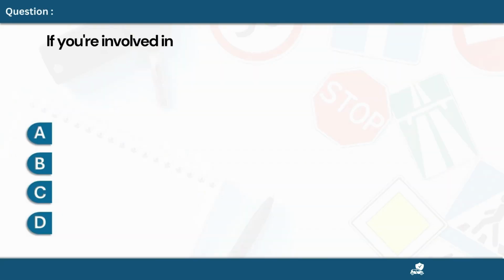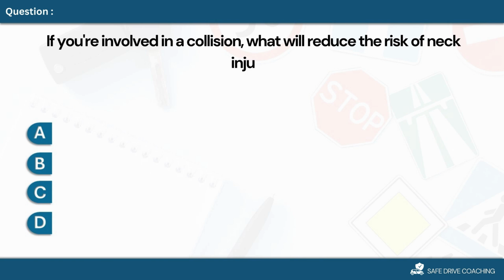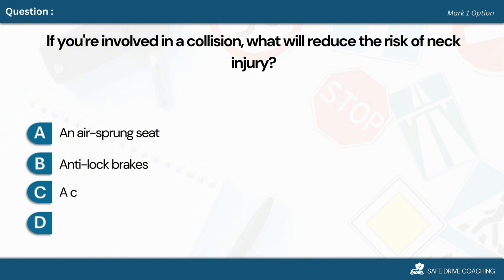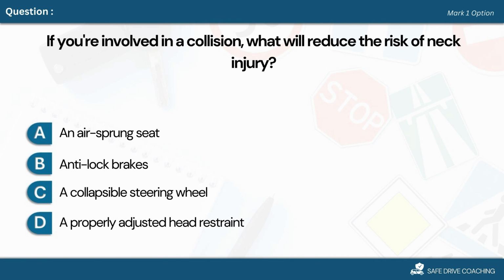If you're involved in a collision, what will reduce the risk of neck injury? A. An air-sprung seat. B. Anti-lock brakes. C. A collapsible steering wheel. D. A properly adjusted head restraint.